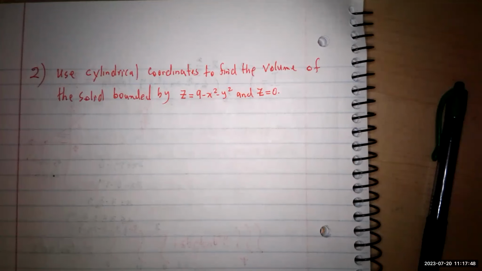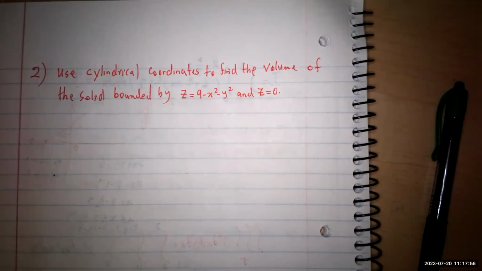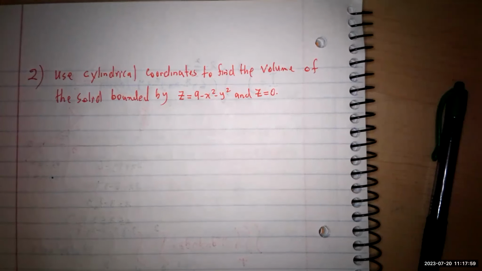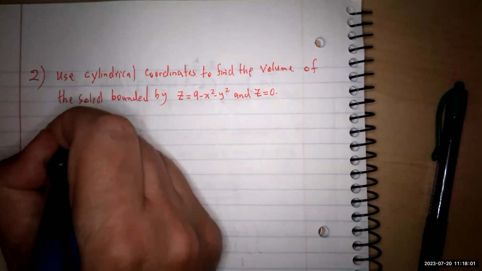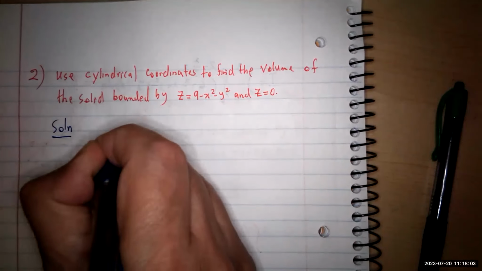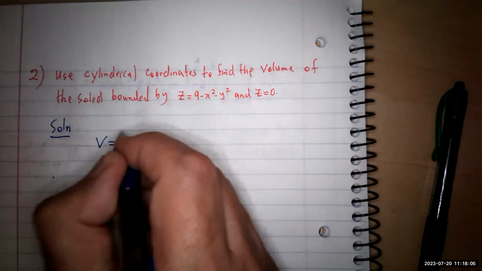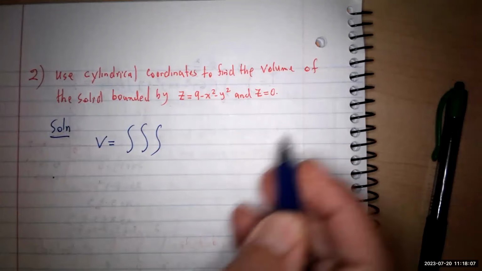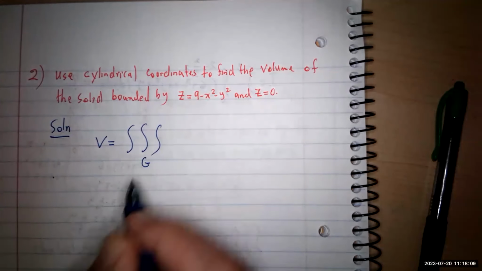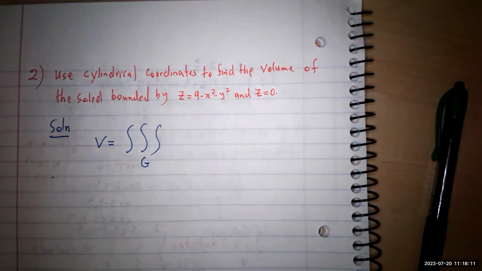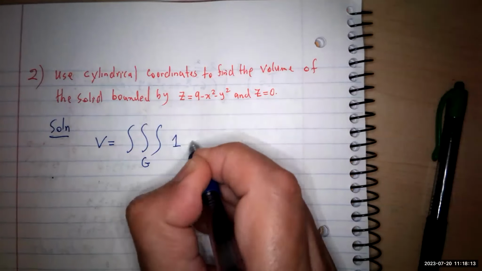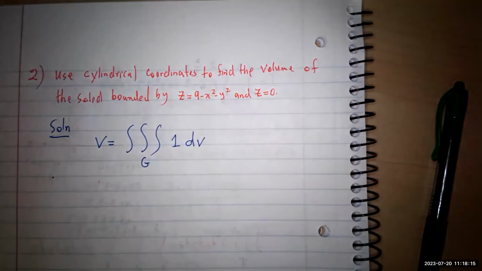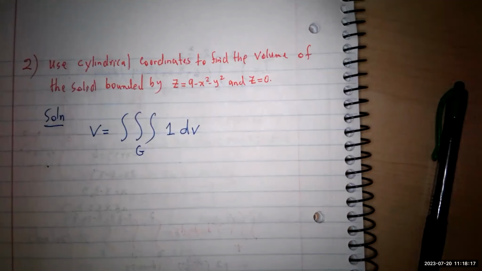So you set up the volume first. You know that in triple integrals, you can set up the volume by using 1 as your function. You must know this one to start with. Solution: the volume is going to be the triple integral over the region, or the solid, we call it G, of 1 dV. That's the formula for the volume in three dimensions.